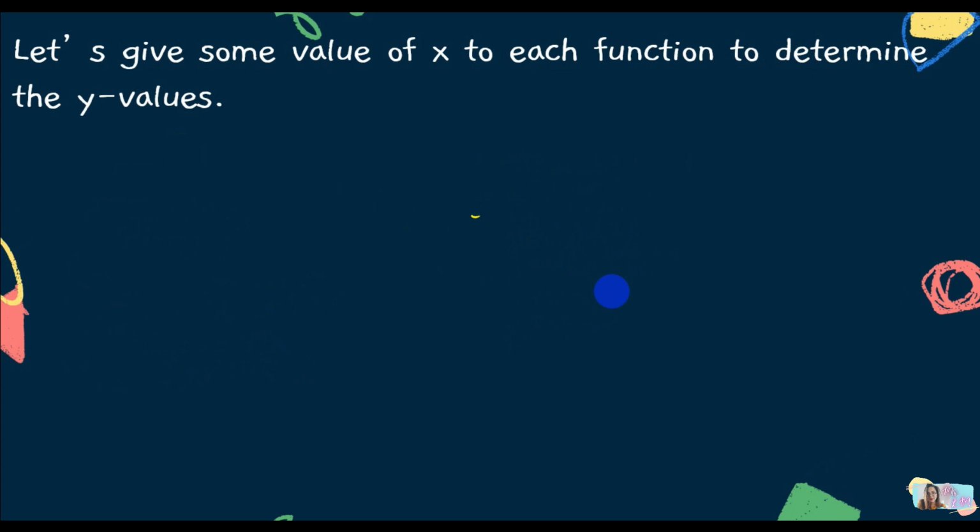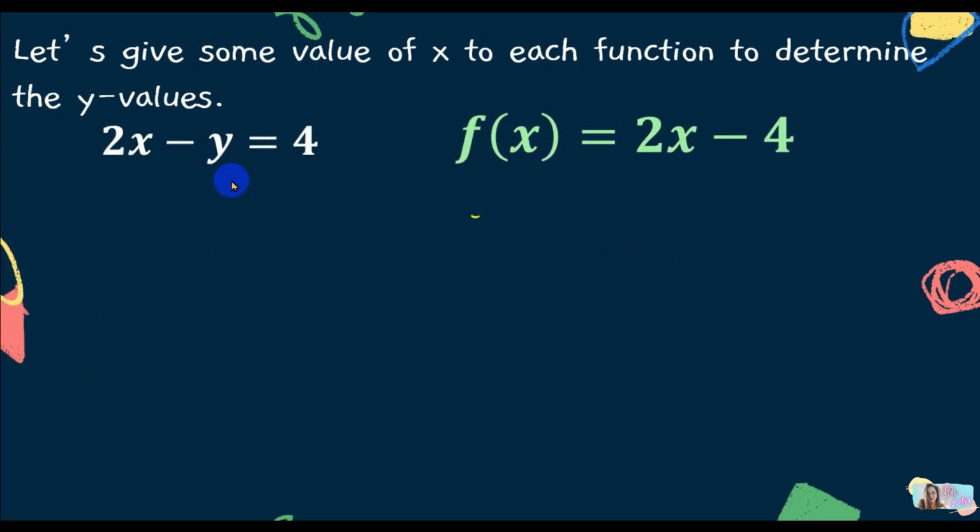Next, let us have 2x minus y is equal to 4, or in function notation, again, naka-standard form, ginawang slope-intercept form, then nire-write into function notation. F of x is equal to 2x minus 4, and if x values are negative 4, positive 2, and 3 over 4, what will be the value of y?